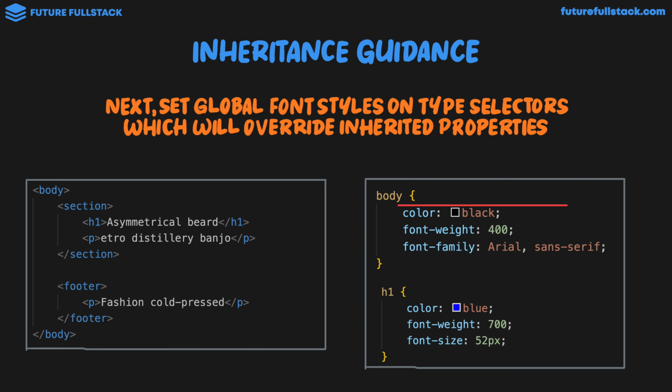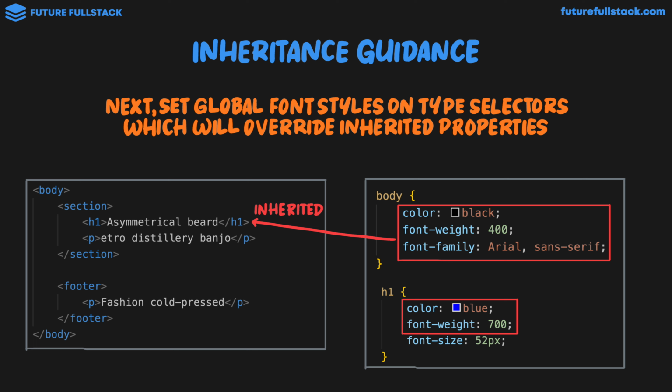The properties defined in the body are still being inherited, and any newly defined conflicting styles, like color and font weight, will override the inherited styles. So the H1 will now have a color of blue, a font weight of 700. The font family will still be Arial, which is inherited from the body, as there's no conflicting style there.